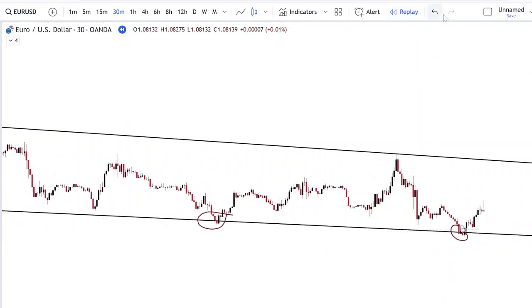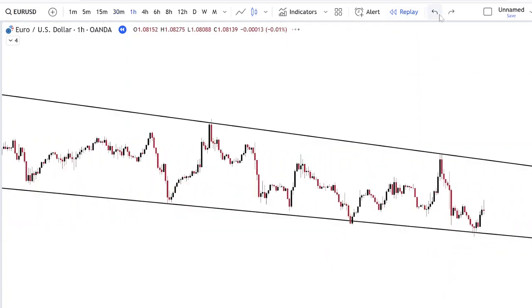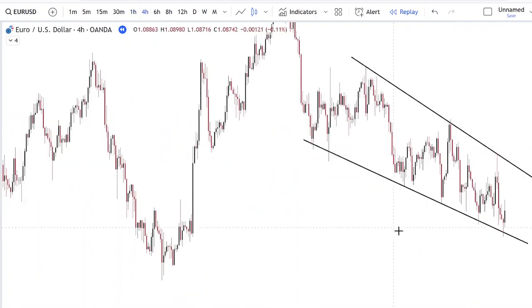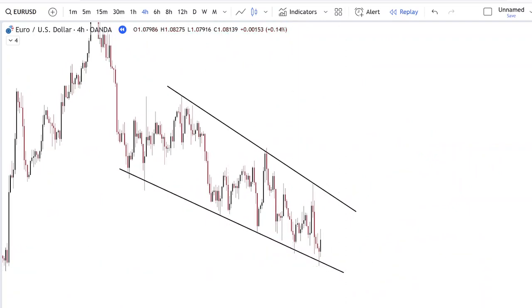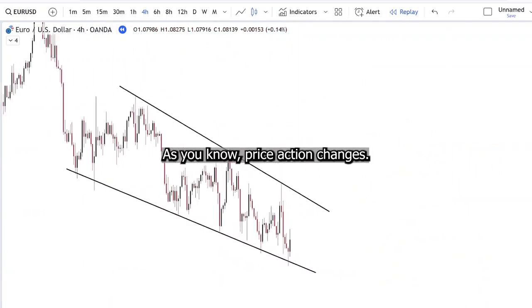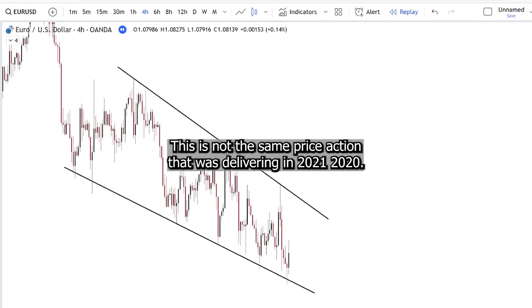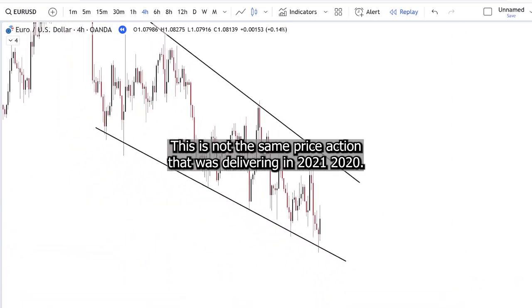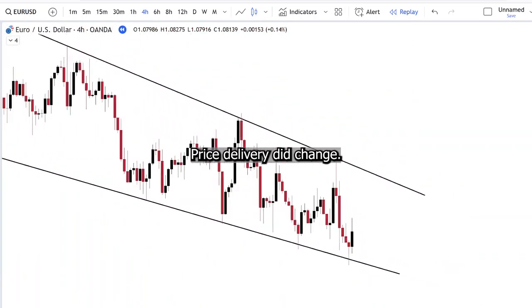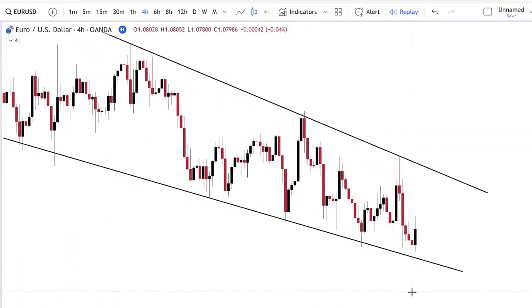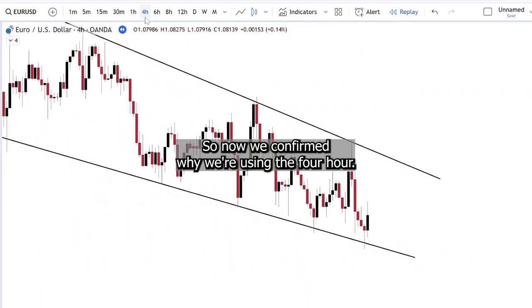And that's why we will stick with our 4 hour, because this is the lowest we can go without compromising our wick rejection. And this is what works in the current price action. As you know, price action changes. This is not the same price action that was delivering in 2020, 2021. Price delivery did change. So now we confirmed why we're using the 4 hour.